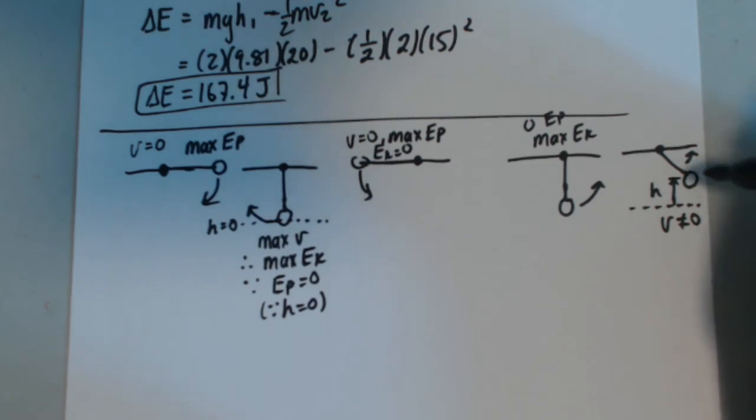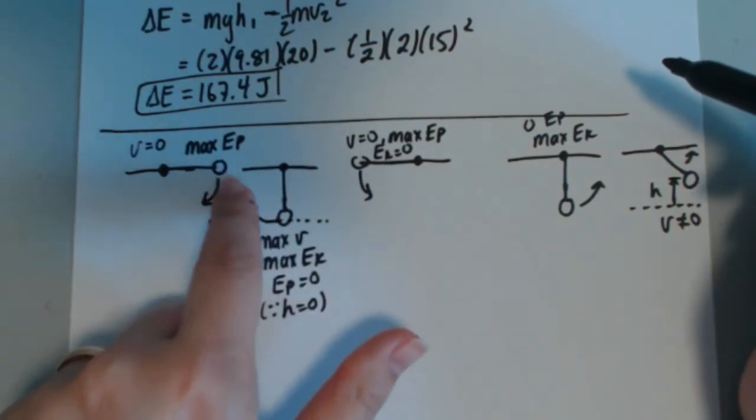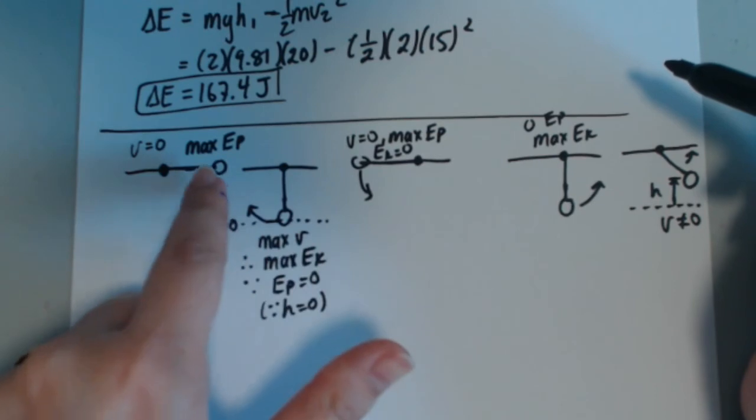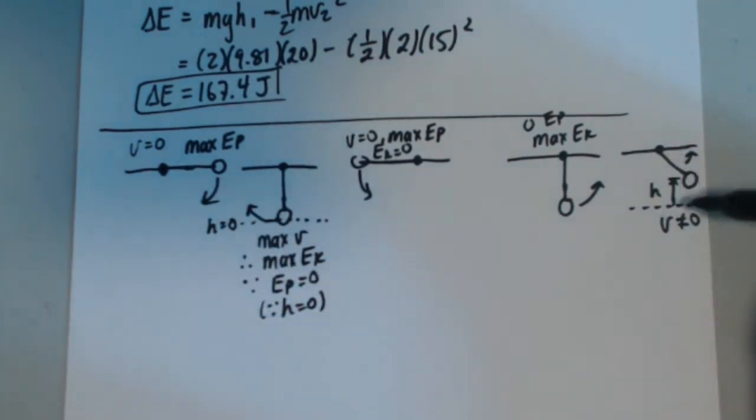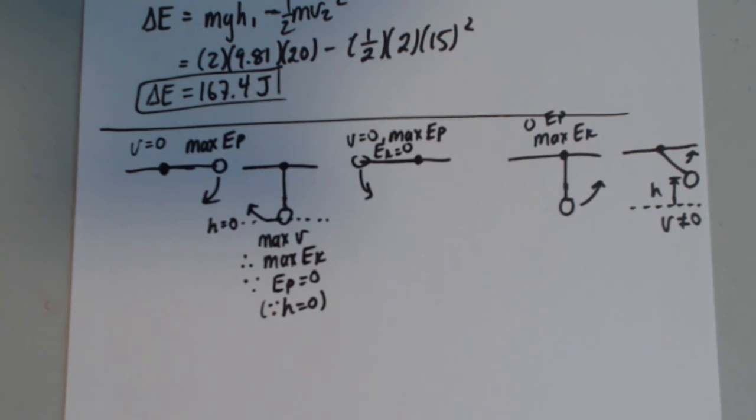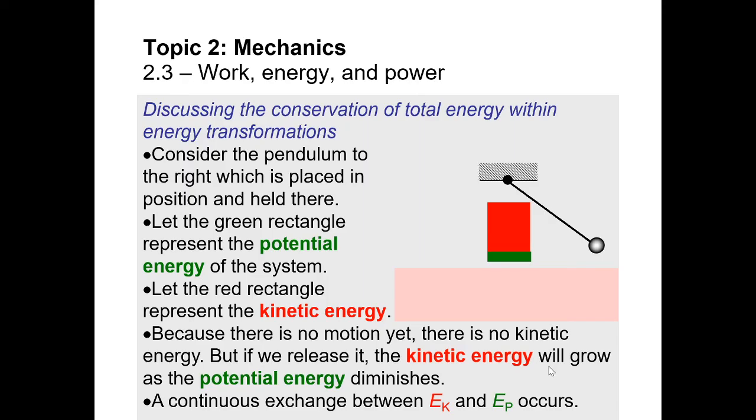And in reality, most of the time, it's not at the highest point or the lowest point. Most of the time, it's swinging and it's at some point like this. So usually, the total energy that the pendulum has is a combination of kinetic and potential. But at specific, special points, it either has only kinetic or only potential energy.